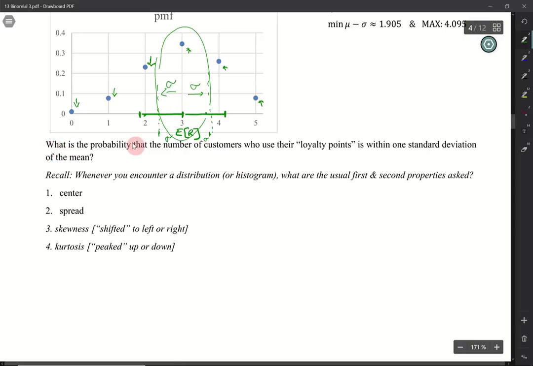Next, oh yeah, so when you see the loyalty points, when you want to try to understand a distribution or a histogram, what are the usual first and second properties asked? So you want to know the center and the spread. So what gives you the center of the distribution? What gives you the center? Right, the center is the expected value, or mean.